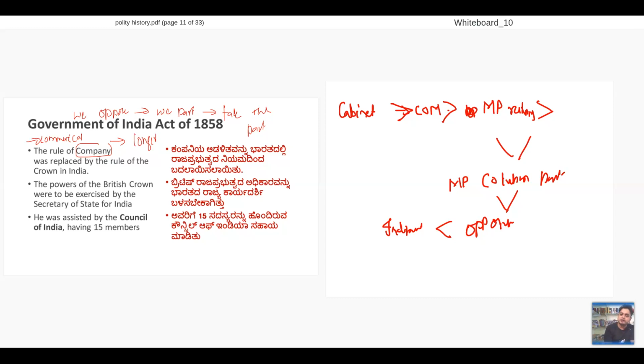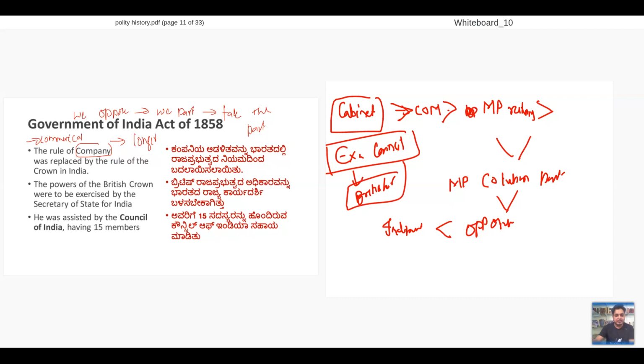Even they followed something like this. So this Cabinet was the close people. This makes sure the Executive Council is only for Britishers. Clear? Isn't that a wonderful concept? That's why they never let anybody into them.